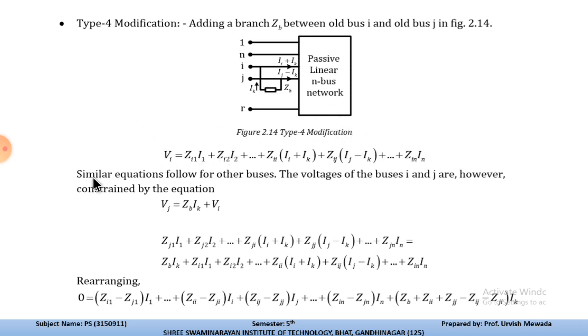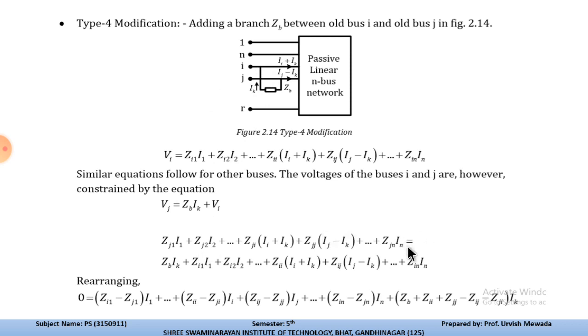A similar equation follows for the other buses also. The voltage of bus j is Vj equals V equals R into I, so Zb into ik, the current of this respective link times the impedance of the link, plus the voltage of the ith bus Vi, because it is transferring over this side.